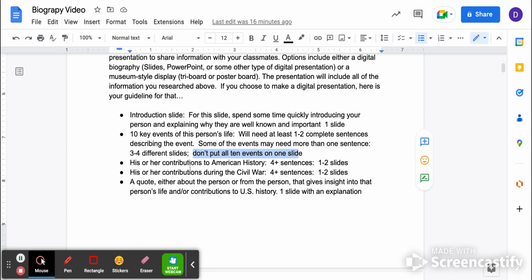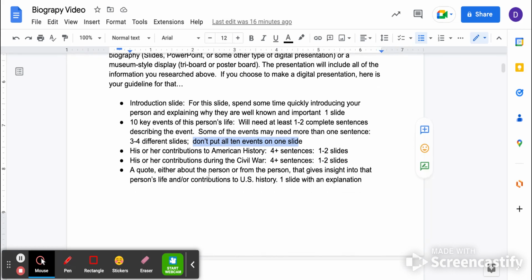Once you're done with that, your next section is the person's contributions to American history in general. That should be 4+ sentences. I recommend 1 to 2 slides. Then a separate slide or slides of their contributions during the Civil War. That's 1 to 2 slides. I don't want to see overlap here. Okay, all of these people did stuff outside of the Civil War. So whatever you mention for the Civil War, I shouldn't see in their contributions to American history. If you're confused by that, ask me about that.